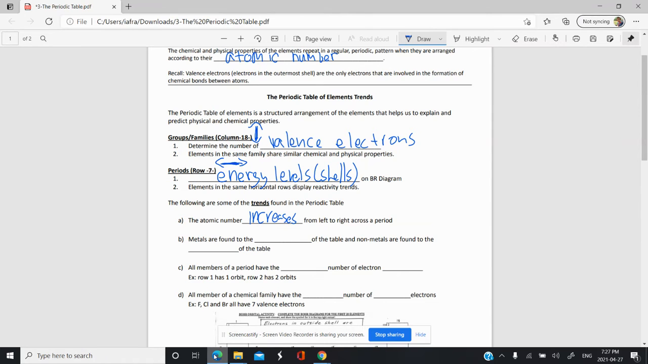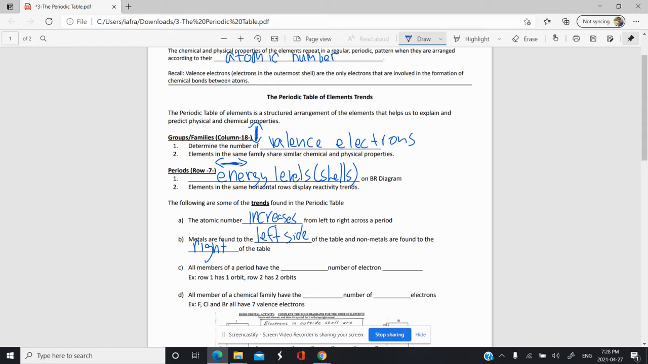So let's go back to our notes that we're going to fill in. That was our first trend. Another way the periodic table is organized is based on the location of the classes of elements. Remember that metals are found on the left side of the table, and nonmetals are found on the right side of the table. I really should say metals are to the left of the metalloids, and nonmetals are to the right of the metalloids.